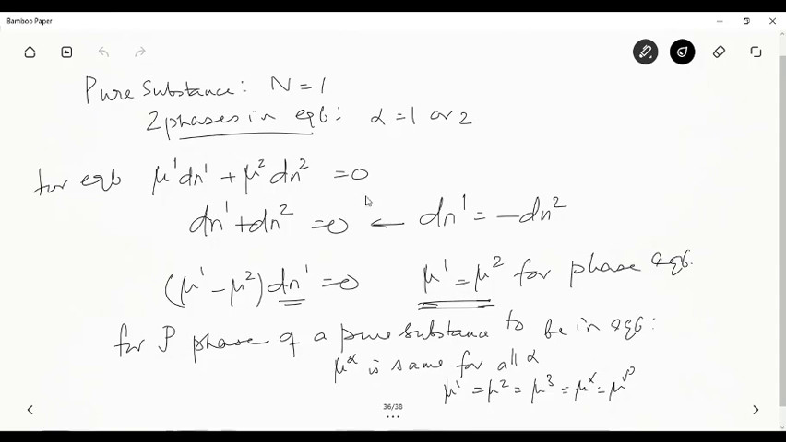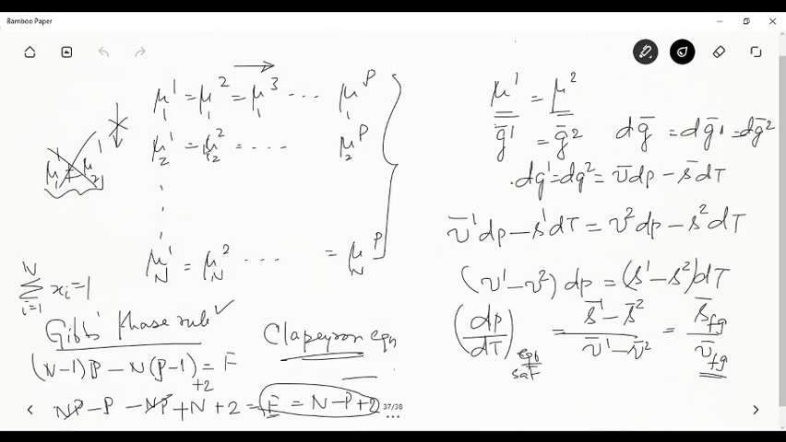This can easily be extended to multiple species, and we can say that mu1 equal to mu2 equal to mu3 is equal to mu p for each species. And when I have a multi-component system, for each species I'll be able to write this expression. So for species 1, mu1^1 is equal to mu1^2 is equal to mu1^3, etc., up to mu1^p, where the superscript stands for the phase and the subscript stands for the component. Similarly for mu2, mu3, up to mu n.